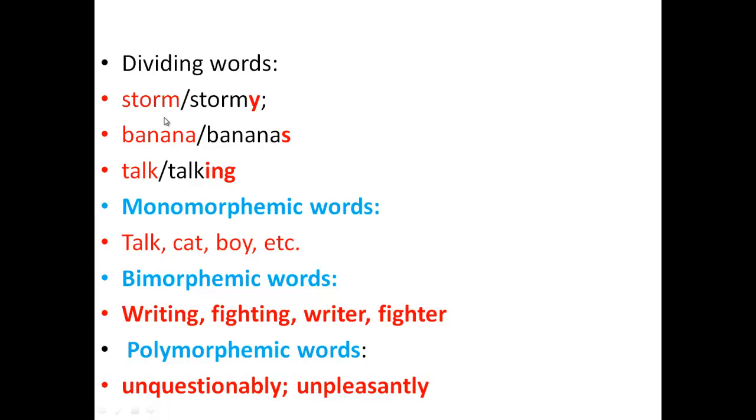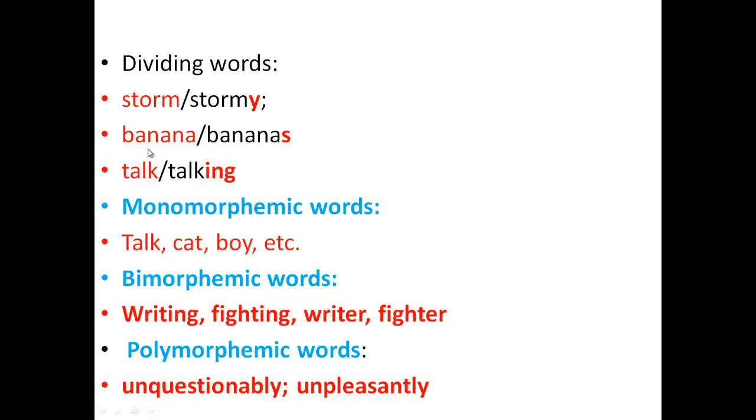Same thing here, banana is one unit, one morpheme, but in bananas it's two things. We have the word banana, the morpheme banana, plus this s which indicates plural. Now talk, once again, is one morpheme; talking is talk plus ing. So here it's easy to divide words in terms of their morphemes.